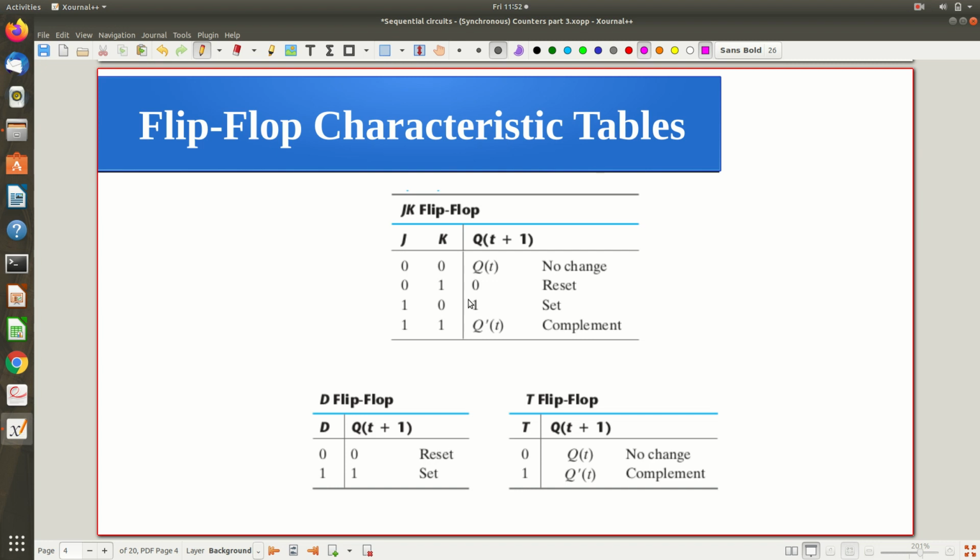It finds many applications in counter and register design. We already saw it, right? And the D flip flop is another one where whatever you apply to D will come as the output. That's about it.